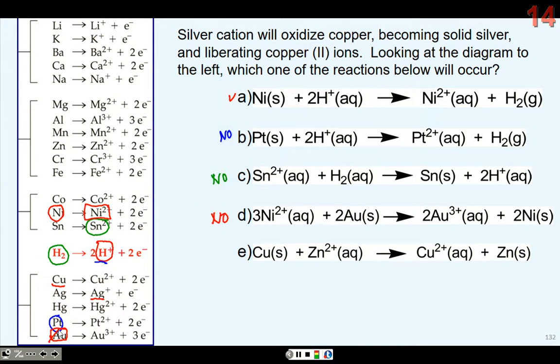And then we'll look at the last choice, copper with zinc. Well, copper is already noted a little bit here, so let's find the zinc. So copper right here with zinc ions. Oh, the zinc ion is way too high above it in this reaction. So nope, only one is the one that will occur for the set of choices: the nickel with the hydrogen ions.